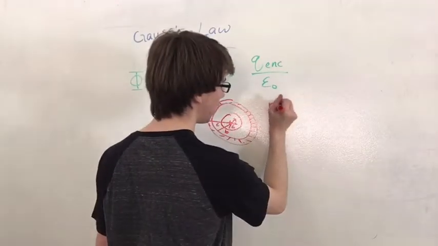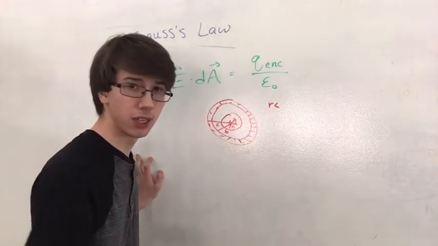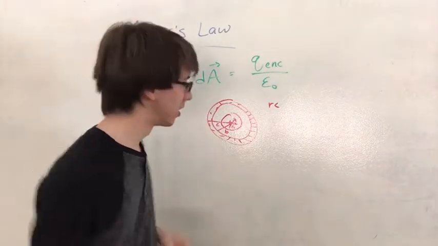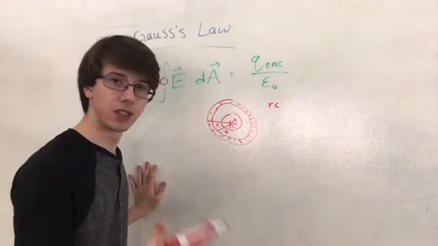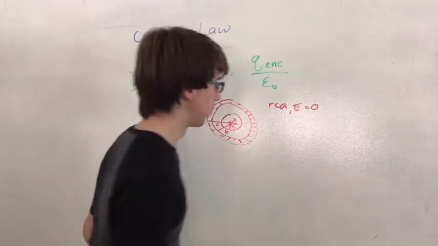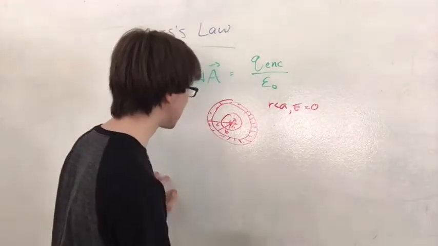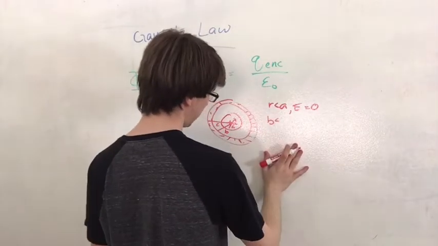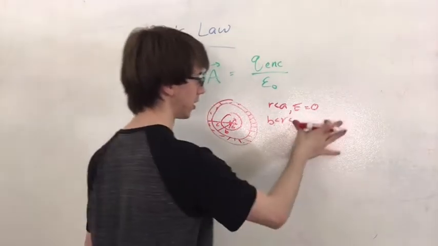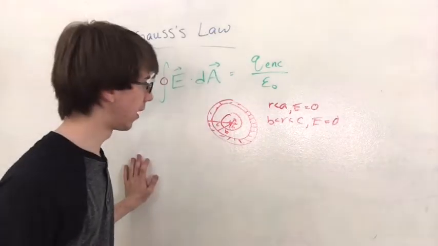When r, the radius of our Gaussian surface, which is a sphere because we have a concentric shell, is less than A, our electric field strength is going to be 0, because the electric field strength inside of a conductor is 0. That's the same line of reasoning for when B is less than r is less than C. Same line of reasoning, right?